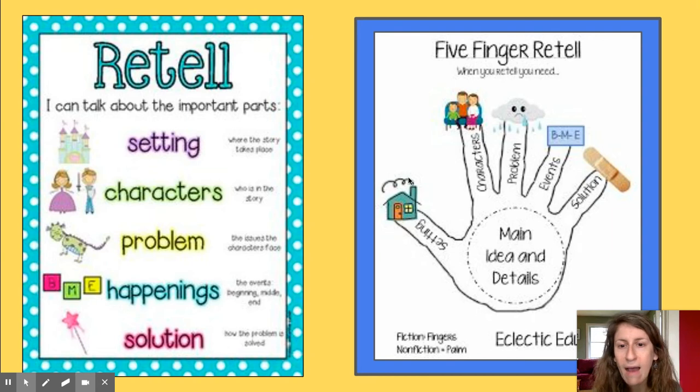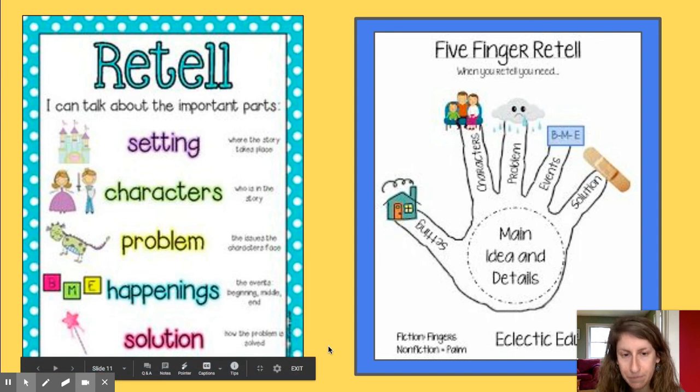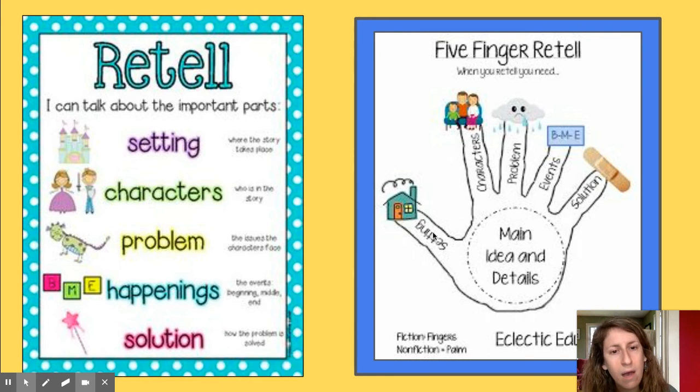Okay, so I have these really nice charts that go through how to retell a story. You can see 1, 2, 3, 4, 5 biggies. Those are the biggies that you have to remember. And like I've been showing you on my own hand, the 5 biggies fit right nicely on your fingers. Okay, so setting, the time and place where the story takes place, characters, who is the story about, the problem in the story, the events in the story, and then the solution to the problem.